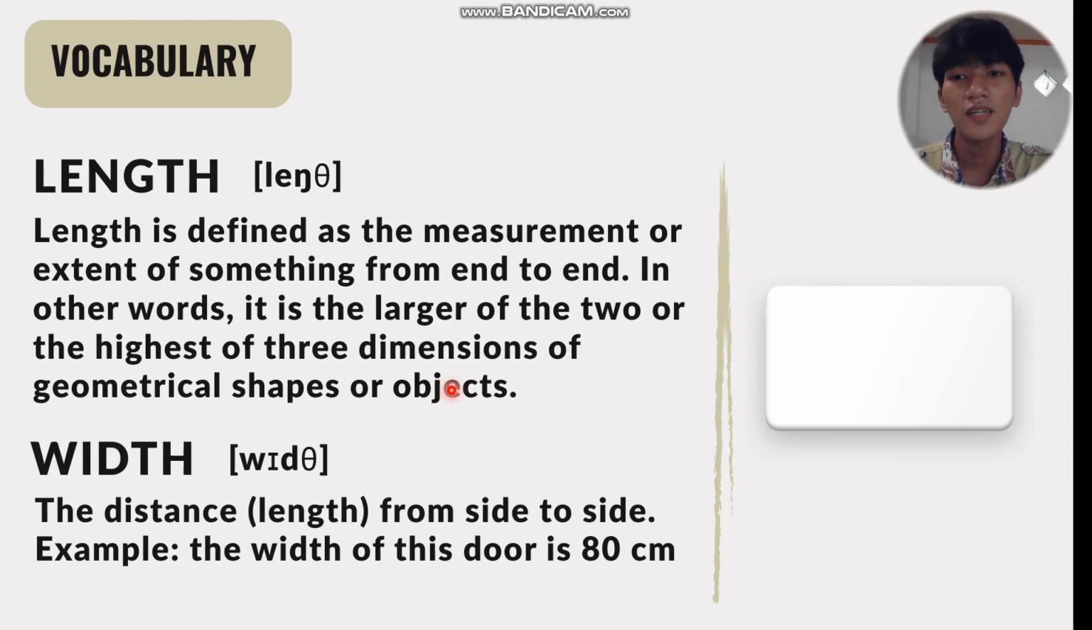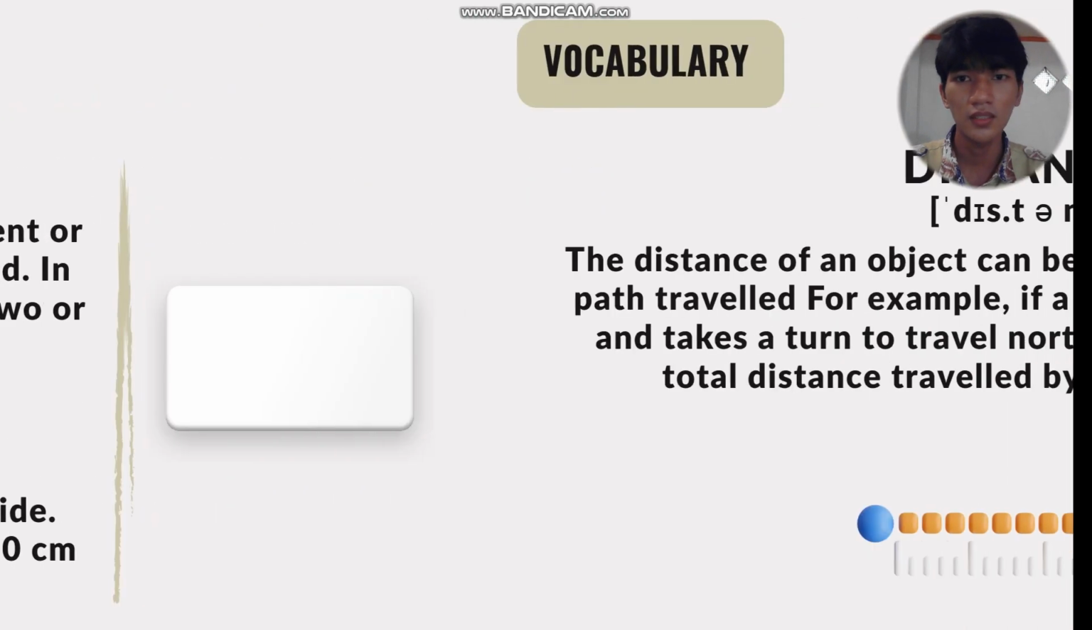The next word is length. Length is defined as the measurement or extent of something from end to end. In other words, it is the larger of the two, or the highest of three dimensions of geometrical shapes or objects. The next word is width. The width is the distance or length from side to side. For example, the width of this door is 80 centimeters.